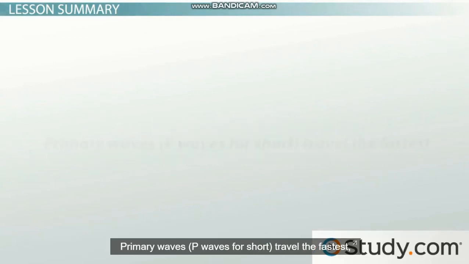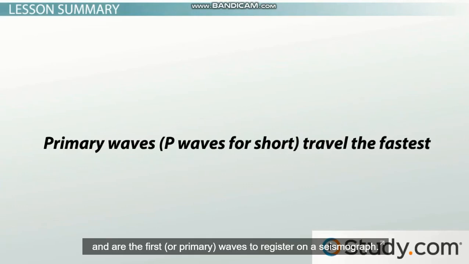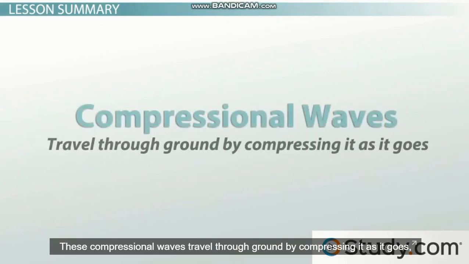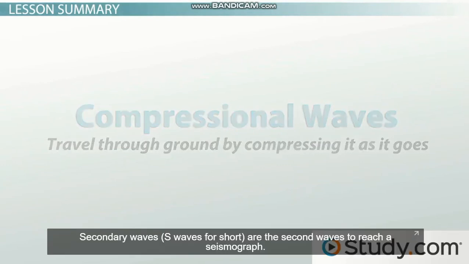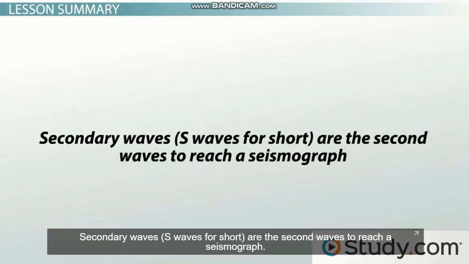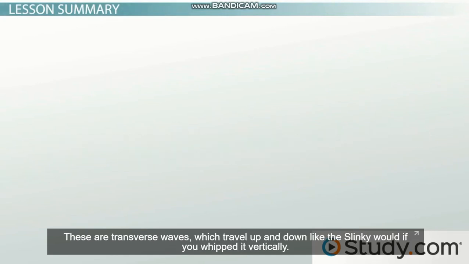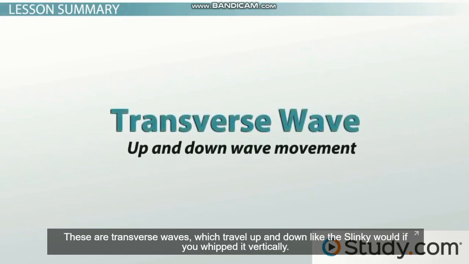Primary waves, P waves for short, travel the fastest and are the first, or primary waves, to register on a seismograph. These compressional waves travel through ground by compressing it as it goes, much like a slinky gets compressed if you shimmy it back and forth. Secondary waves, S waves for short, are the second waves to reach a seismograph. These are transverse waves, which travel up and down like the slinky would if you whipped it vertically.